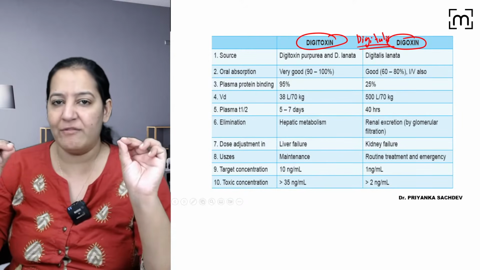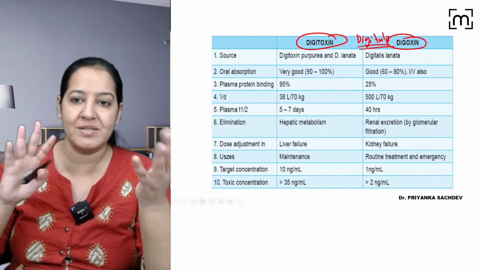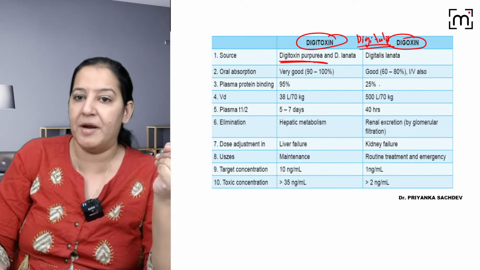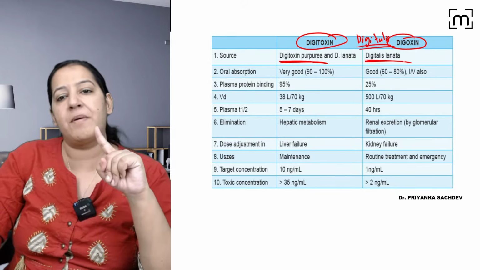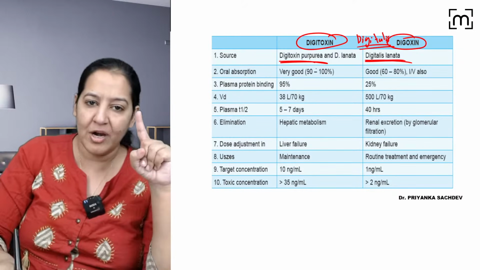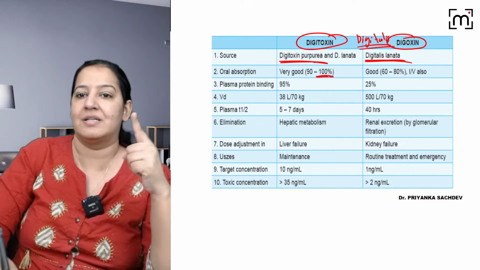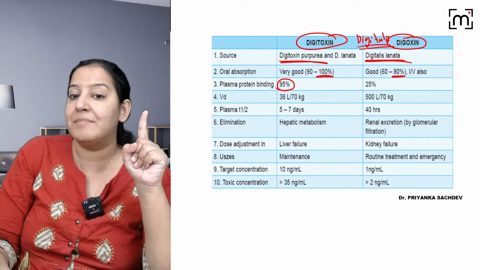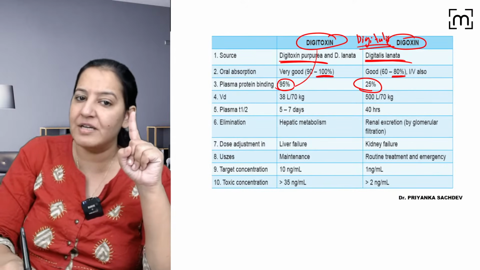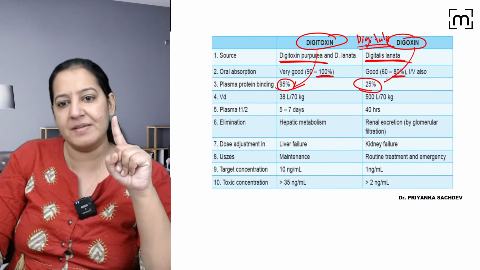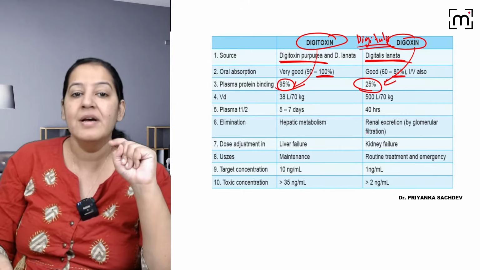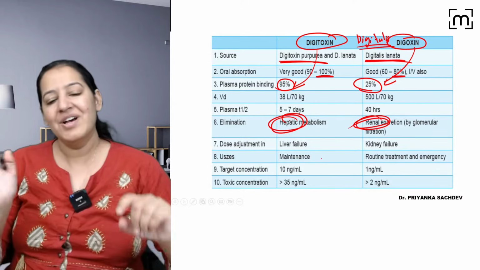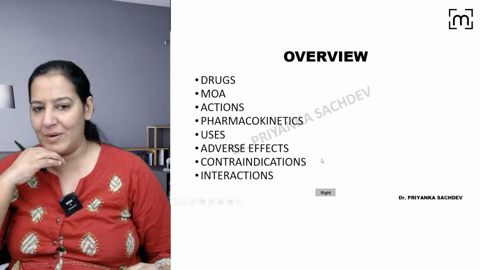In pharmacokinetics, you have to compare the 2 types of Digitalis, Digitoxin and Digoxin. Digitoxin is obtained from a plant known as Digitalis purpurea, and Digoxin is obtained from a plant known as Digitalis lanata. Oral absorption of Digitoxin is 100%, and that of Digoxin is 80%. Plasma protein binding पे MCQ आता है. It is 95% for Digitoxin and 25% for Digoxin. You have to learn that. Excretion, elimination, it is hepatic here, it is renal here, right? So you have to learn the pharmacokinetics. There is nothing to understand there.